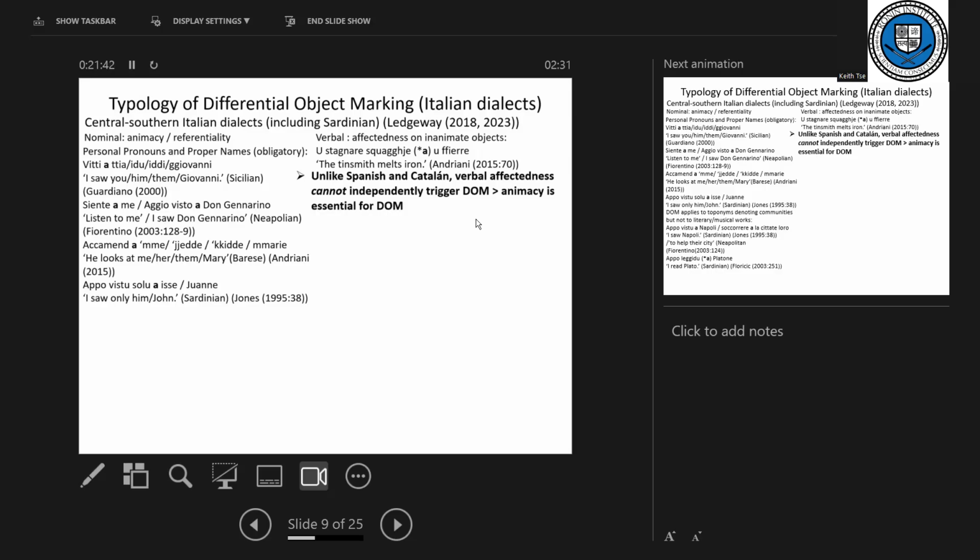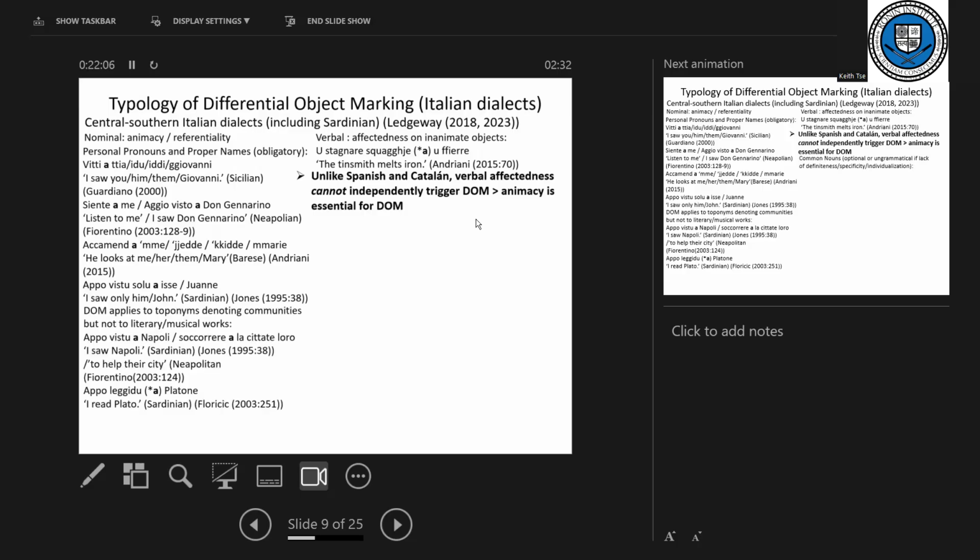Right. There are also some differential patterns here. A is obligatory on personal nouns and proper names. In numerous Italian dialects, personal pronouns and proper names are always marked by a. So, for example, in Sicilian, Neapolitan, Barese, Sardinian, etc. DOM can also apply to toponyms denoting communities, but not literary or musical compositions.